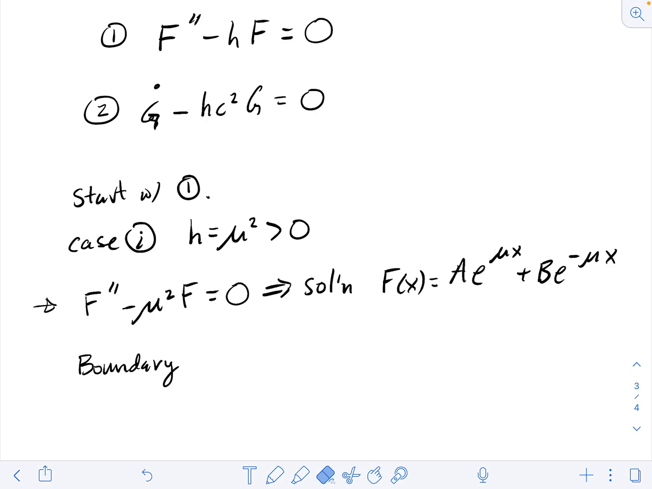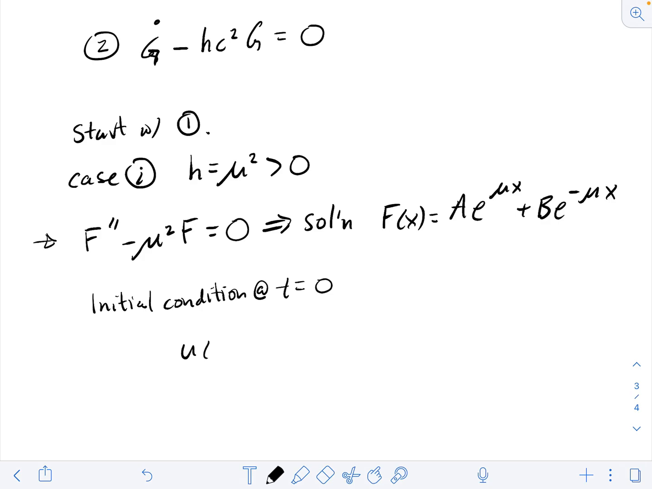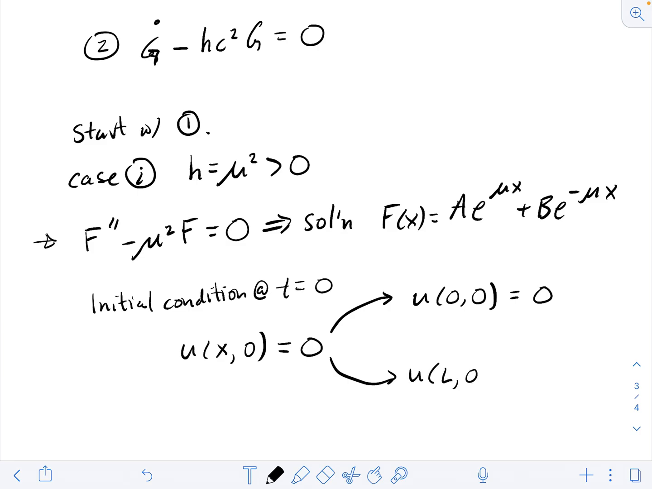Okay, now let's try some of our boundary conditions. Or in fact, I guess this is really, let's say, our initial condition at t equals 0. And remember what that was: for times less than 0, no matter what the position was, u had to be equal to 0. So in particular, we could say at x equals 0 and t equals 0, u must be 0. And at x equals L and t equals 0, u must be equal to 0.